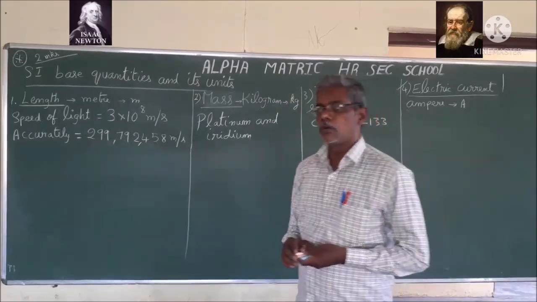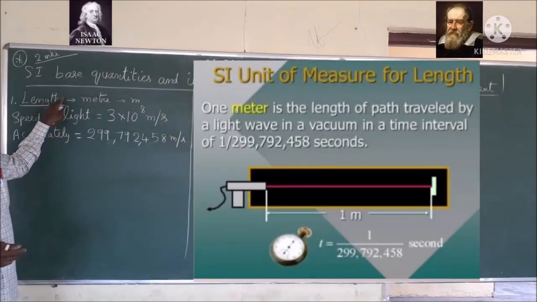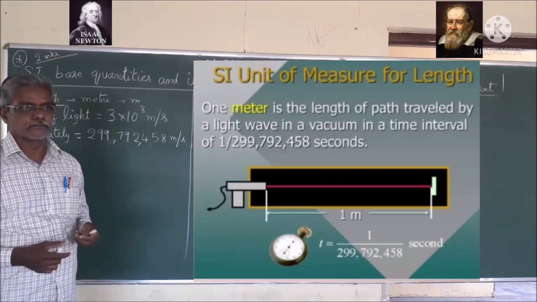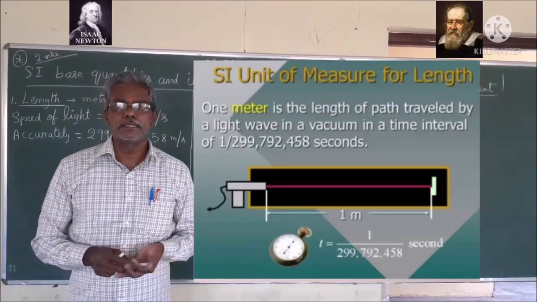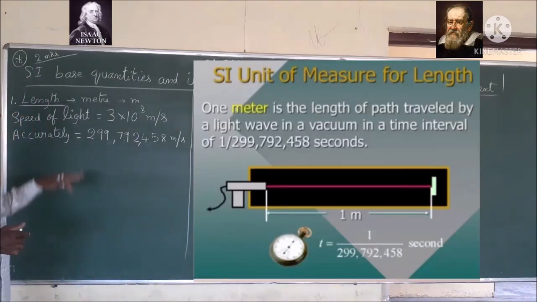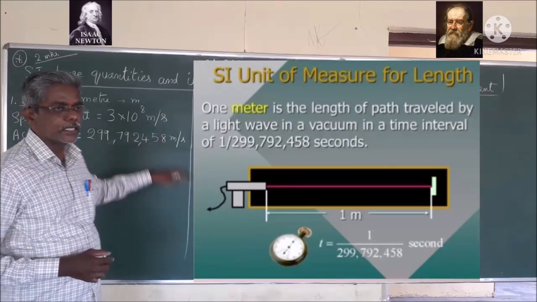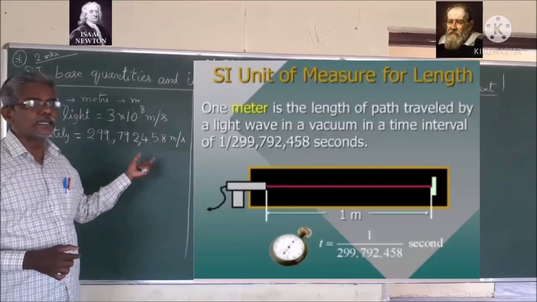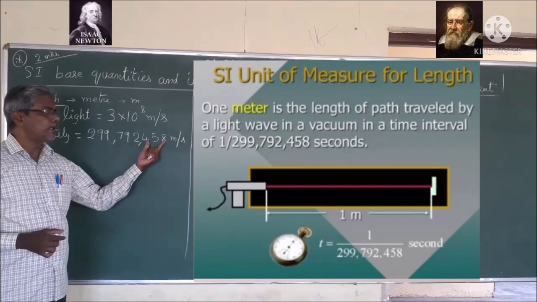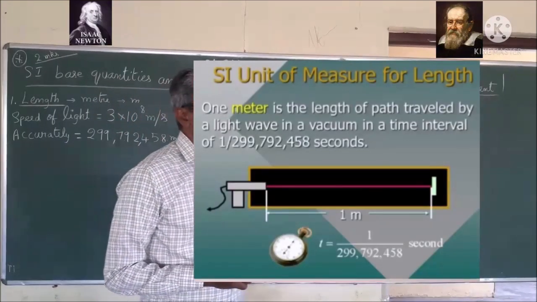Now we will discuss one by one, and first we will see length. The unit for length is meter and the symbol is m. We know that the speed of light is 3 into 10 power 8 meter per second. Accurately, the speed of light is 299,792,458 meter per second.